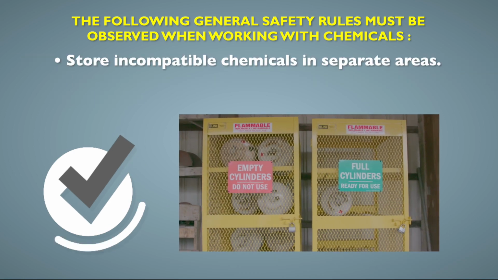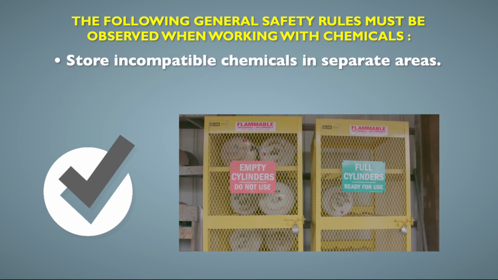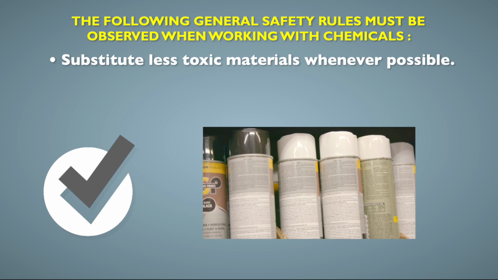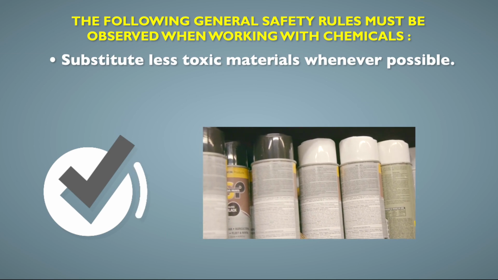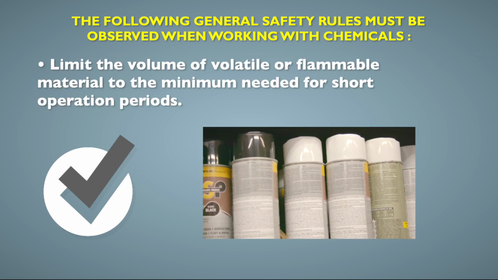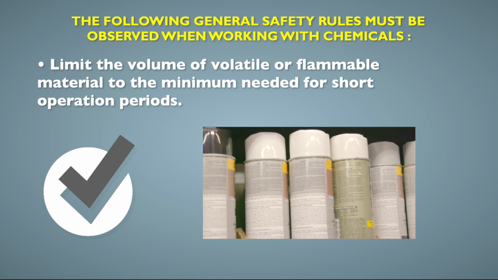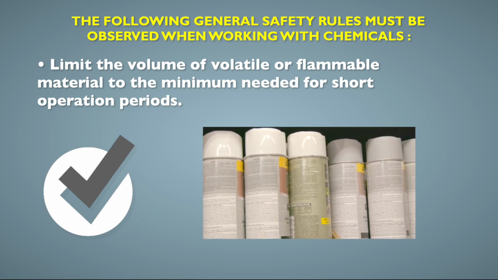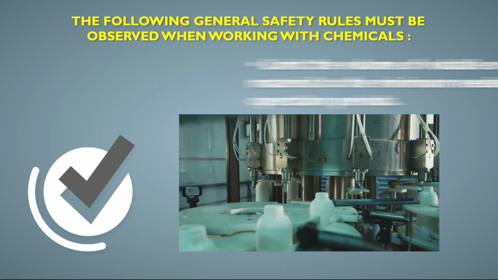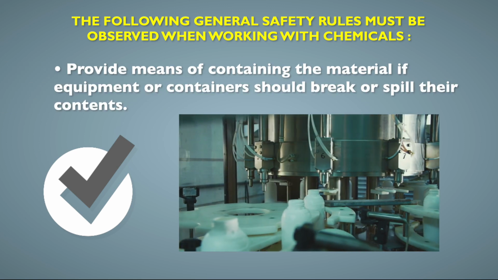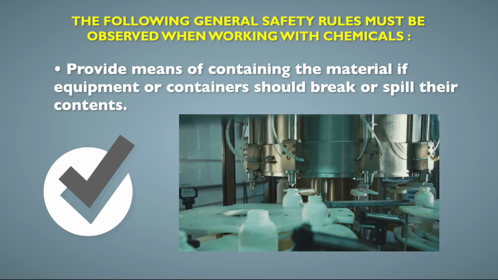Store incompatible chemicals in separate areas. Substitute less toxic materials whenever possible. Limit the volume of volatile or flammable material to the minimum needed for short operation periods. And provide means of containing the material if equipment or containers should break or spill their contents.